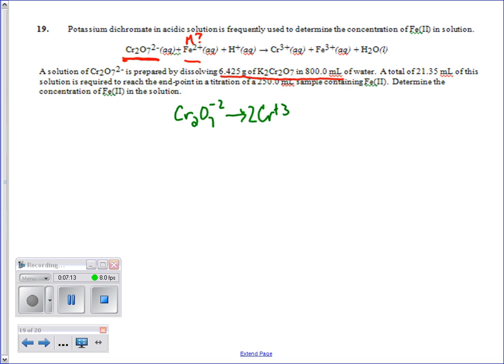Now I balance O's using water. So I'm going to put 7 waters on the right side. And then I'm going to balance H using H pluses. So I'm going to put 14 H pluses on the left. My overall charge on the left side is +12, and on the right it's +6. So I am going to balance by adding 6 electrons to the left.